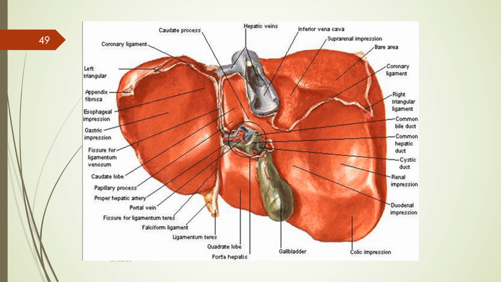Together they meet here and are called the right triangular ligament. It will extend up to the diaphragm. On the left side, there will be the anterior and posterior layers of the left triangular ligament. These are all continuations of the falciform ligament. So these are all the peritoneal folds.